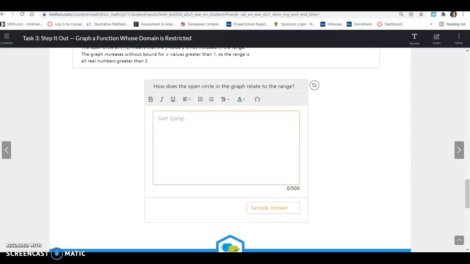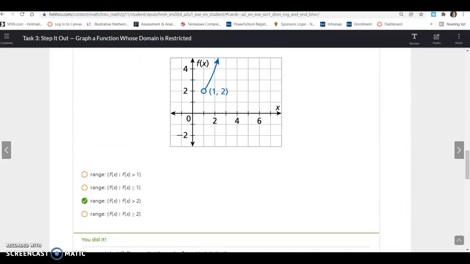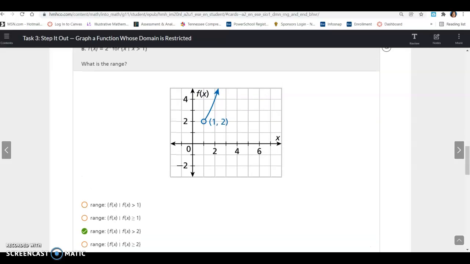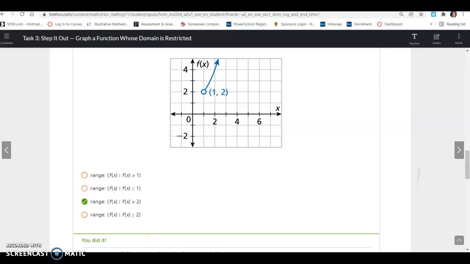Alright, so how does the open circle in the graph relate to the range? Okay, so that's what I was trying to explain and got me kind of mixed up. The open circle means that this point is not part of the solution set. It's not included in that graph. So it's not included here for the domain, and it's also not included here for the range.